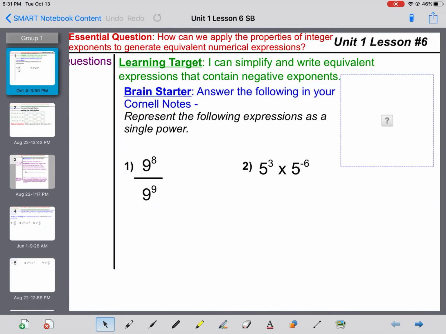Hey everyone, this is Unit 1, Lesson 6. EQ is how can we apply the properties of integer exponents to generate equivalent numerical expressions. LT is I can simplify and write equivalent expressions that contain negative exponents.